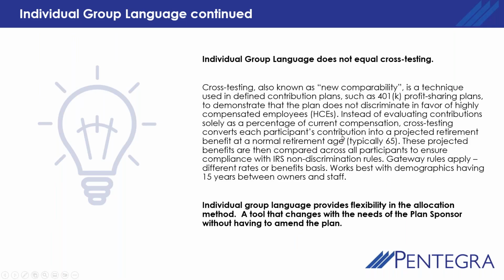So here's just an explanation of individual group language. Is it cross-testing? What cross-testing is commonly known as is new comparability. It's just a technique where you're taking the profit sharing allocation, and instead of testing it on a rate basis, you're converting that rate contribution into a benefit, and then you're testing it based on that.